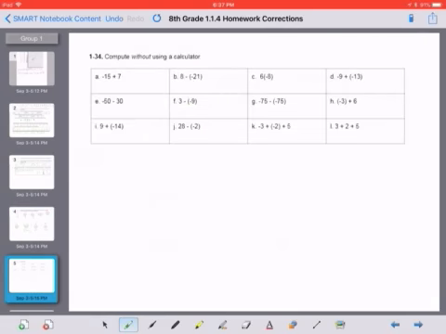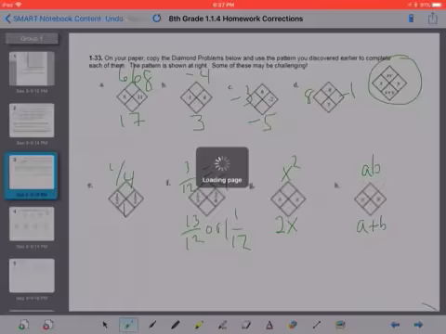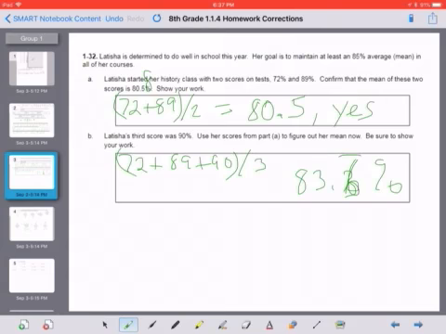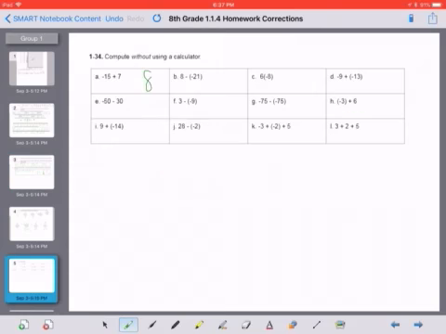The next set of problems you needed to compute without using a calculator. So to do these problems, we're adding, subtracting, multiplying, or dividing. So for part A, it's negative 15 plus 7. So I'm going to use my rule of different signs I subtract. So I get 8. And then since 15 is bigger, it's going to be negative.